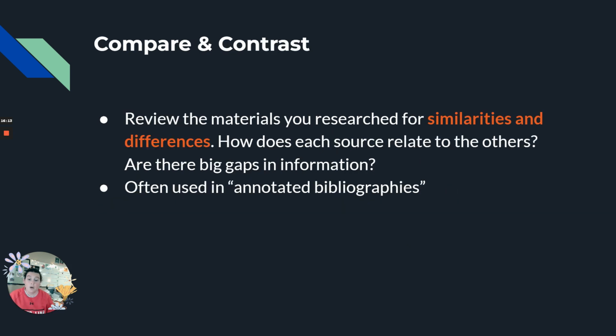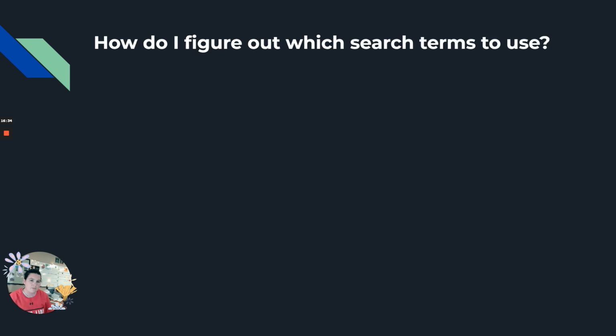You also need to think about comparing and contrasting. Where are the similarities and differences between this source and what they're presenting, maybe about the same topic? How do they relate to each other? Are there big gaps in information? What's included and what's left out? If you can find what's called an annotated bibliography, it should do all of this for you as you're looking at each source.